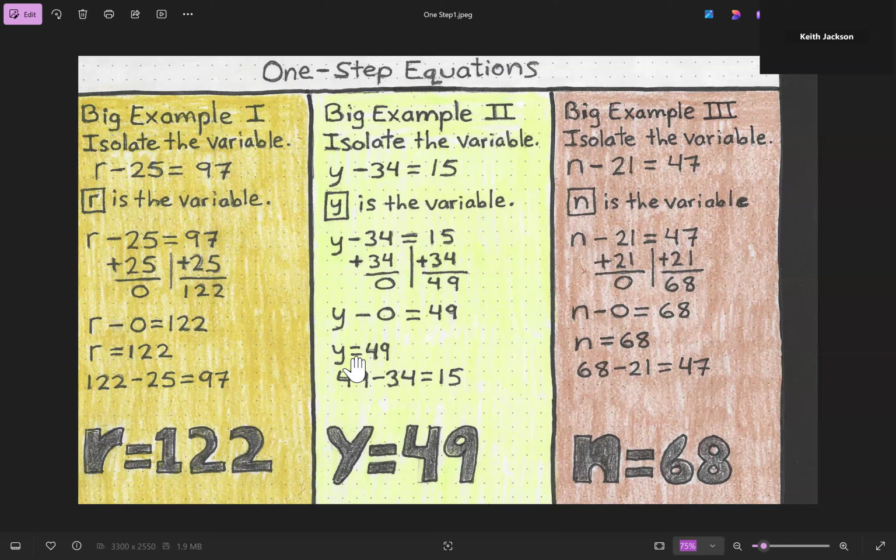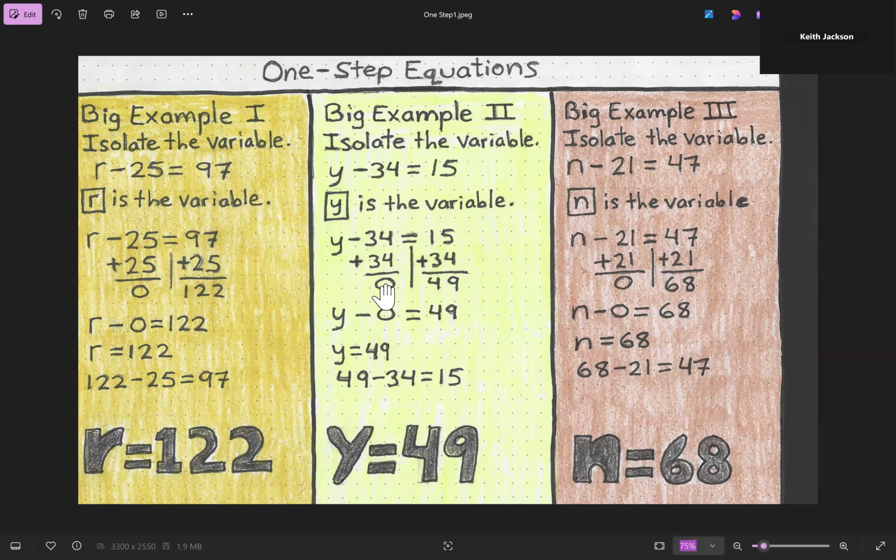Let's move on to big example 2, in which we have y minus 34 is equal to 15. Now we're just going to find out the magic number that is hiding behind y that will make this equation true. And we're going to do that by knowing that y is the variable, and we're going to get y all by itself. And in this case, we're going to pick on a minus 34. Because we're going to have to add 34 to both sides so we can get a 0 right here next to the letter y.